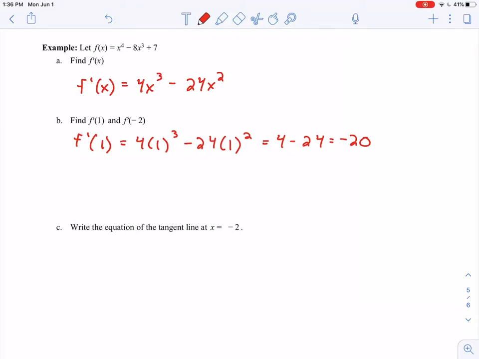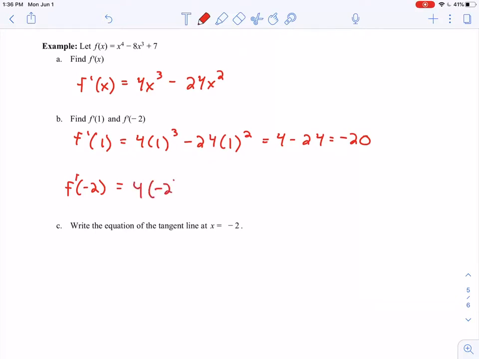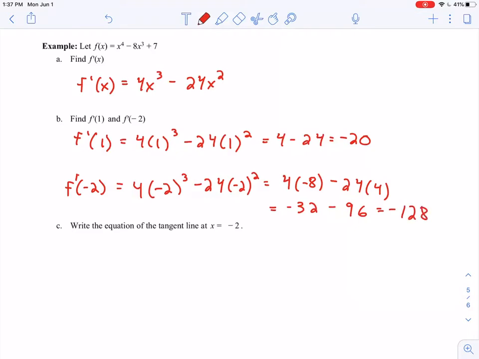And we also want to know what's f prime of negative 2, so we'll take negative 2 and plug that into our function. So 4 times negative 2 to the 3rd power minus 24 times negative 2 squared. Here I've got 4 times negative 8 minus 24 times 4. Then we'll multiply 4 times negative 8. There I've got negative 32. And 24 times 4, I've got minus 96 there. Negative 32 minus 96, I will have negative 128 there. So hopefully nothing too complicated. Again, we're just using the power rule and then remembering what cool stuff we can do with the derivative that we talked about in the last section.